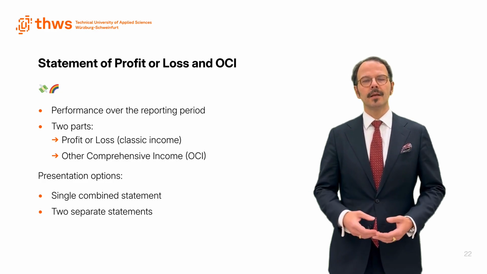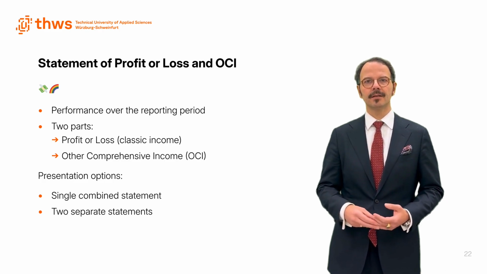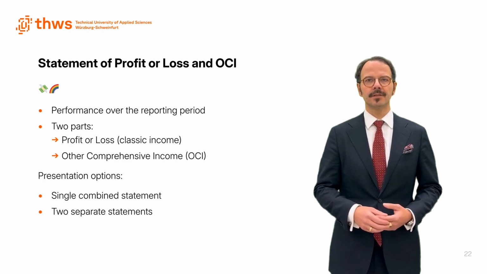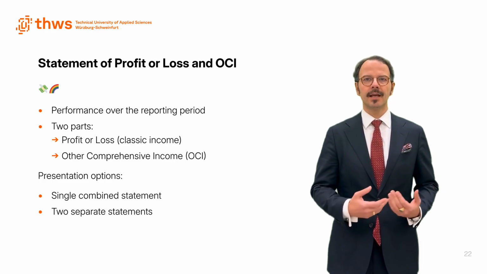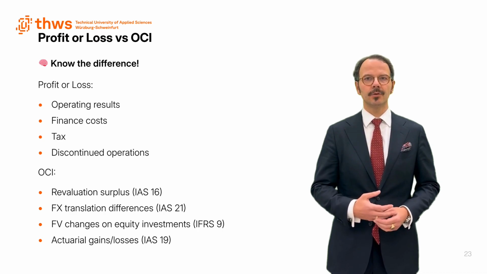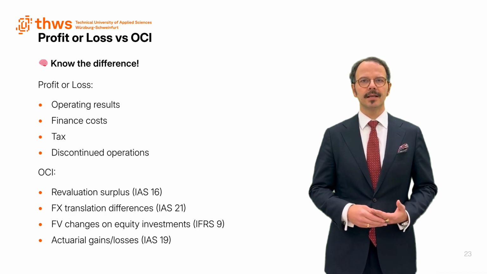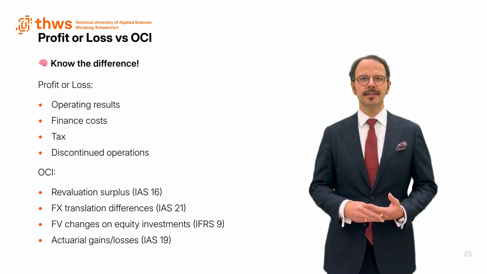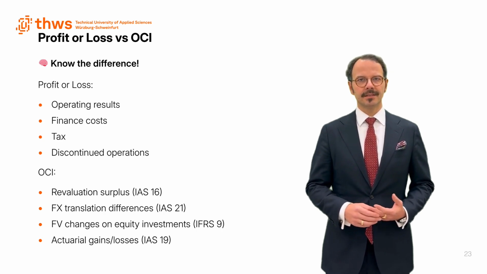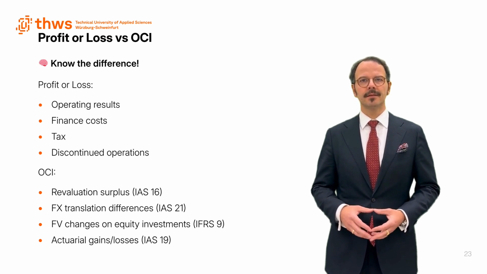Here is where students and honestly even companies often get tripped up. So what's the difference between profit or loss and OCI? Profit or loss includes revenue and expenses from regular operations, finance costs, taxes, and discontinued operations. This is the number most people focus on, the so-called bottom line.